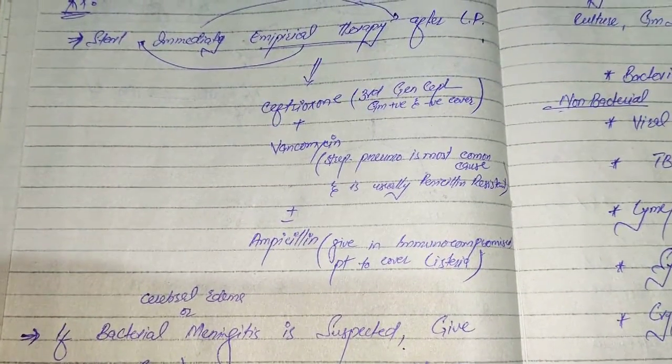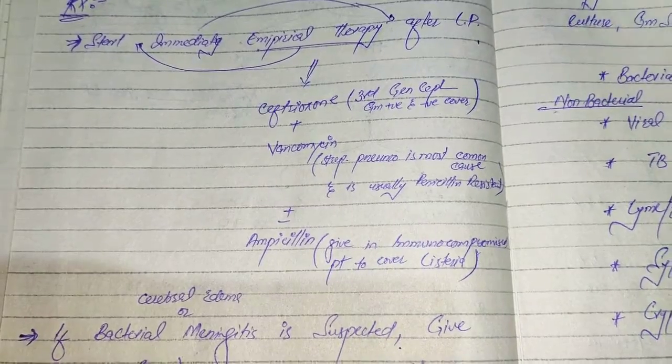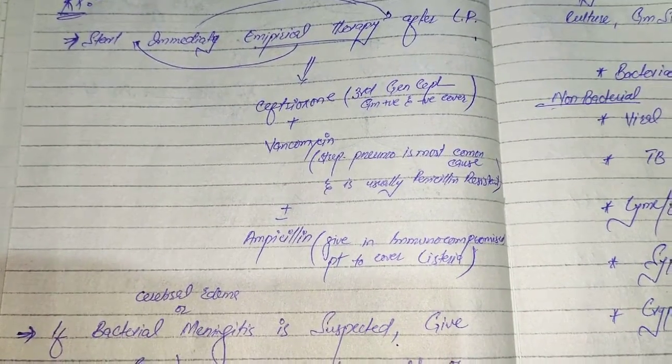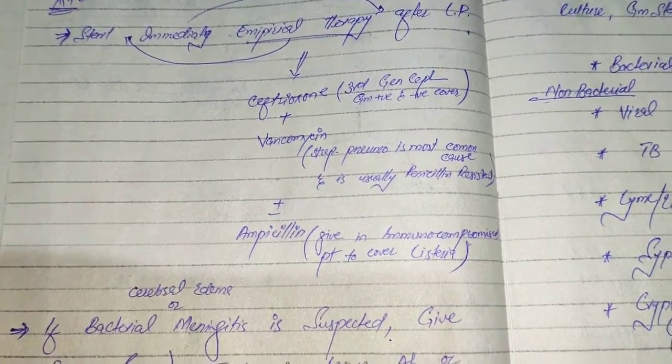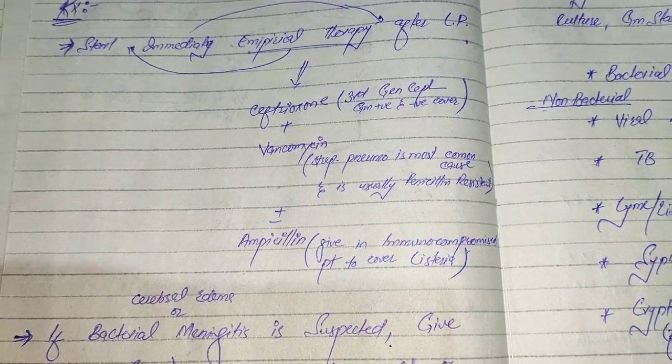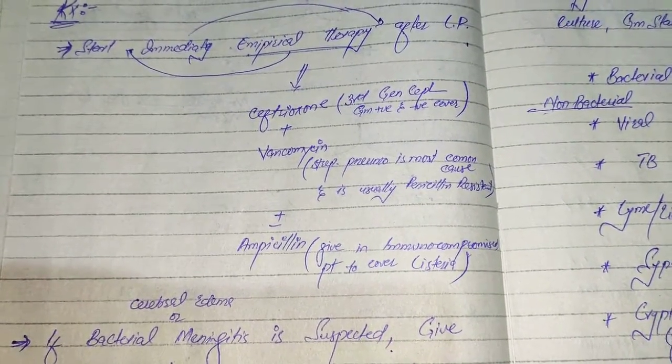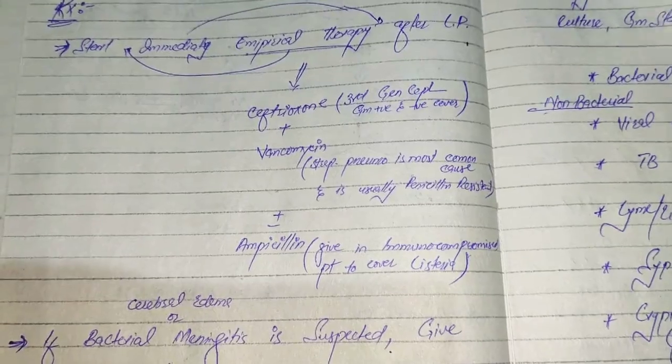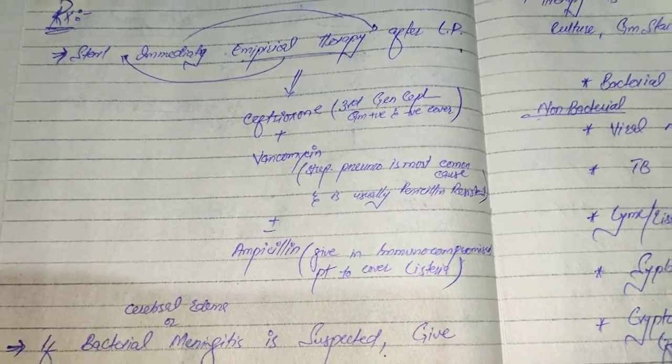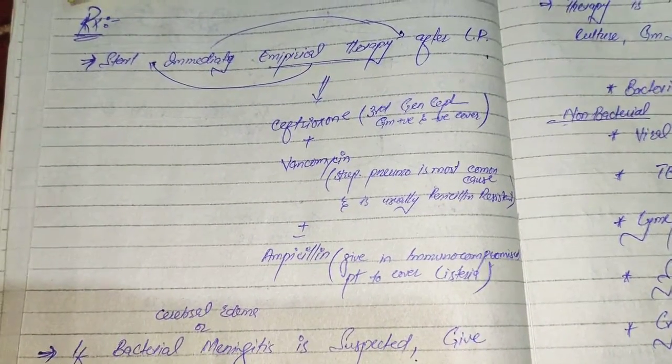Your ceftriaxone will cover your gram-positive and gram-negative bacteria, and vancomycin will cover strep pneumo. Now strep pneumo can be covered with penicillins, but since a large number of bacteria have arisen that are penicillin resistant, you don't want to take any chances, and you just start with vancomycin.